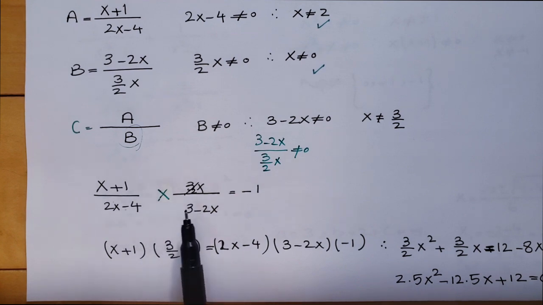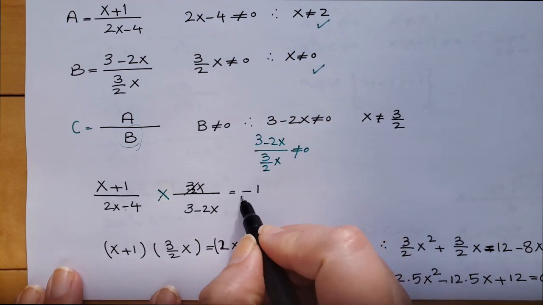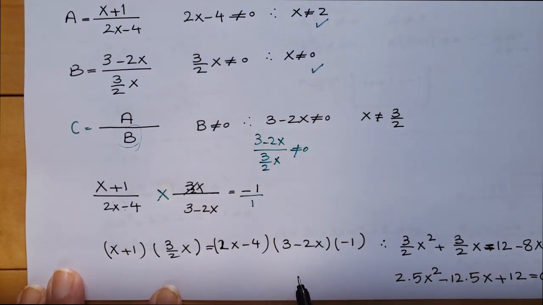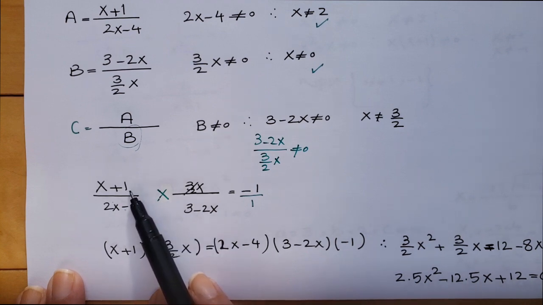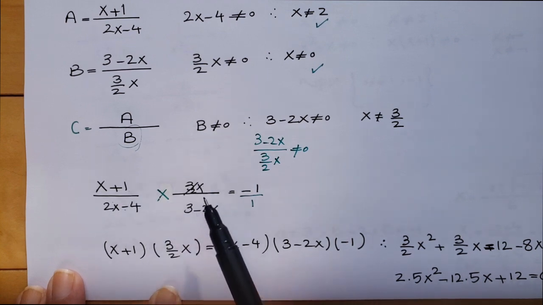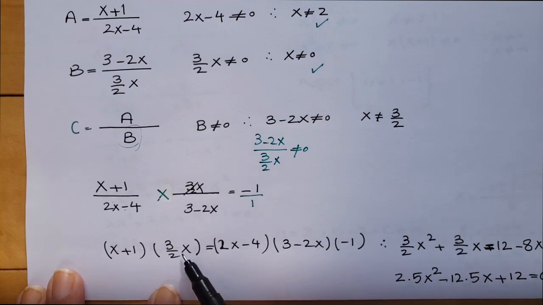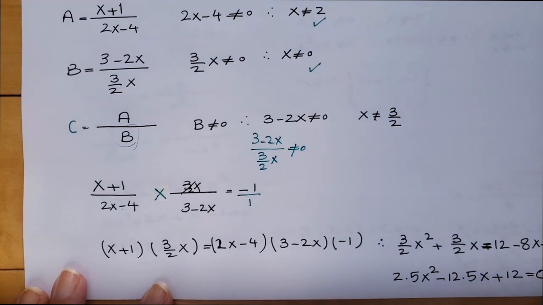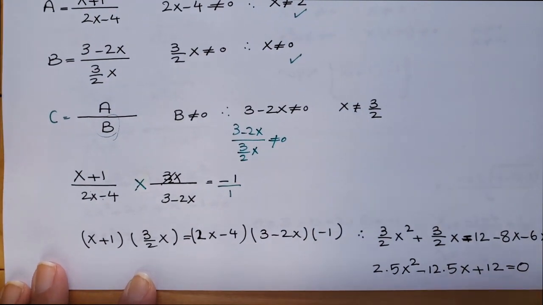So here I will start by doing cross multiplication. Okay, so -1 is multiplied by 2x minus 4, 3 minus 2x, and on this side I have x plus 1 multiplied by 3 over 2 multiplied by x. After doing simplification and moving all the terms to one side, I will end up with this quadratic equation. This is A, this is B, this is C.